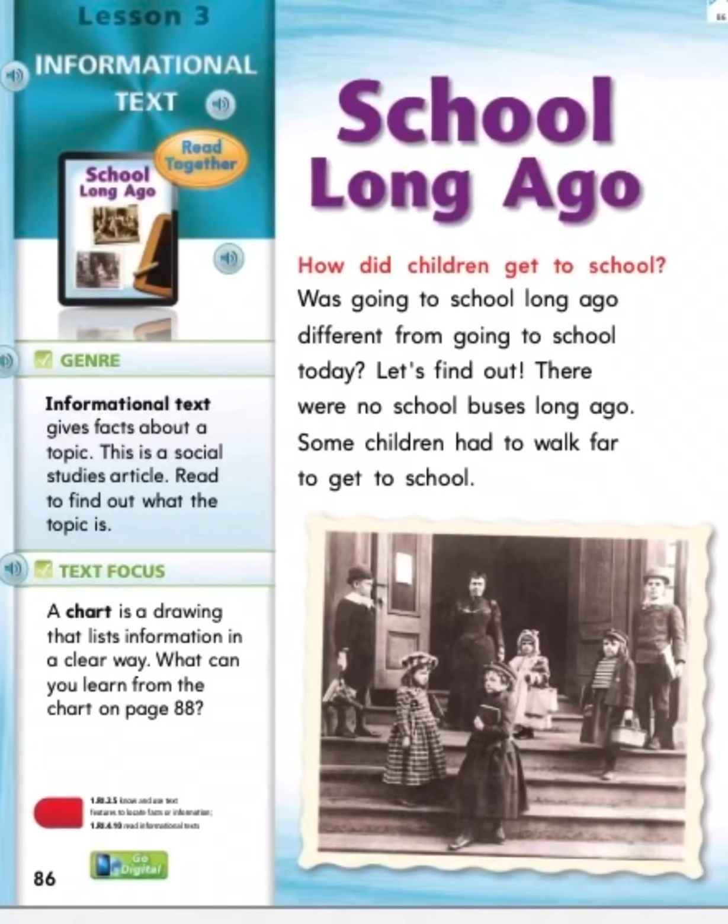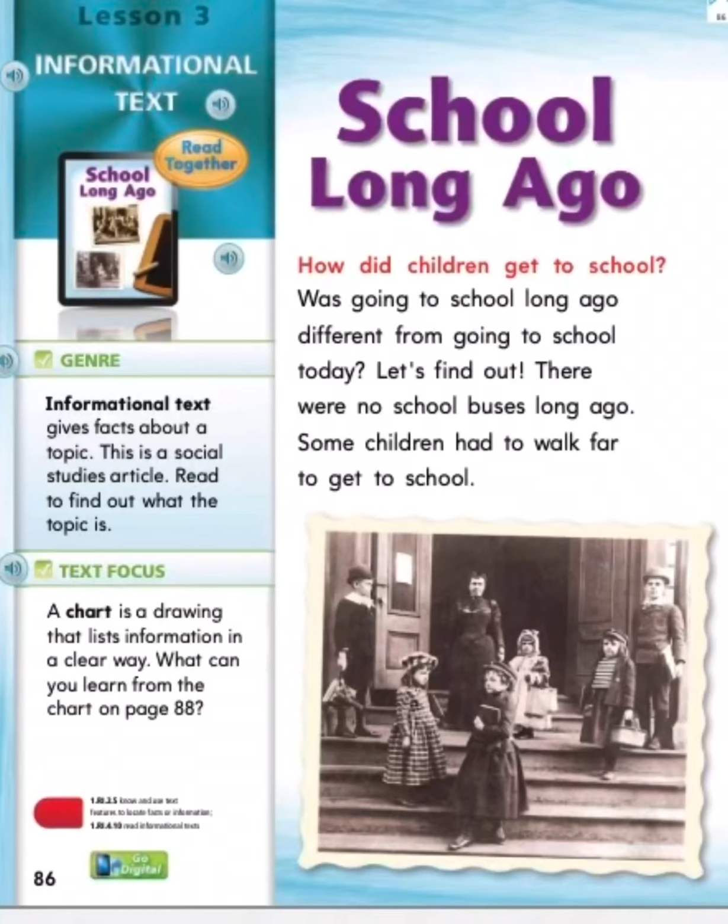Genre. Informational text. Gives facts about a topic. This is a social studies article. Read to find out what the topic is. Text focus. A chart is a drawing that lists information in a clear way. What can you learn from the chart on page 88?